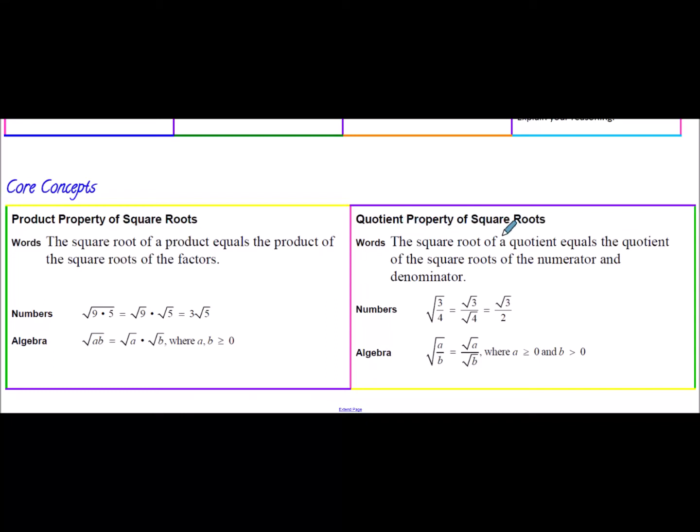See the quotient property of square roots. Notice how if you have a fraction underneath the square root, you can split it into two separate radicals with the fraction bar in between. Notice though that we do not like having radicals in the denominator. It's a no-no. But notice first here that we can split these up. Okay, so keep that in mind.